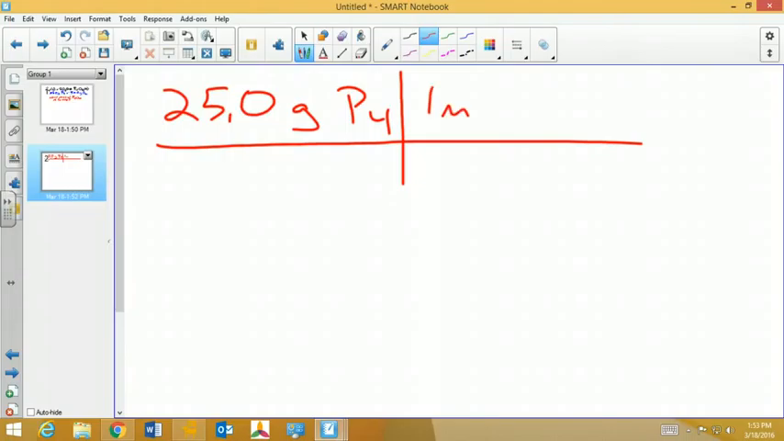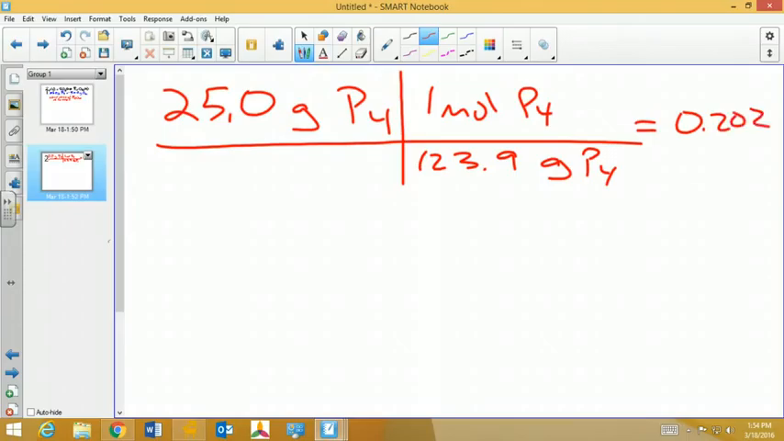And so 1 mole of P4 is equal to the atomic mass of phosphorus times 4, which would be 123.9. A little bit of rounding here because I'm using the textbook answers. When we do it, we get 0.202 moles of P4. And I'm writing 3 significant digits because of my 25.0.